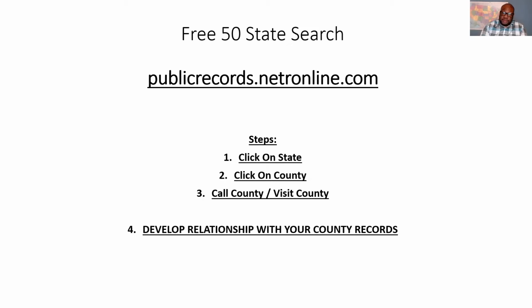So if your county was not on this list, one of the things you want to do is do a 50-state search for your particular county. So go to this website right here, public records, NETR online. These are the steps that you follow. When you get to that site, you're going to click on the state, you're going to click on the county. You want to go ahead and give the county a call. Email is cool, but give them a call.